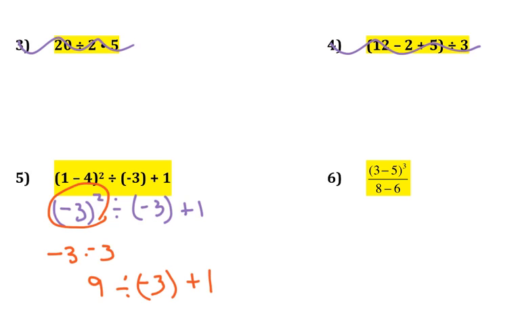Okay, now order of operations says division before addition. So I have to do this first. So 9 divided by negative 3 is negative 3. And then plus 1. So my answer will be negative 2.